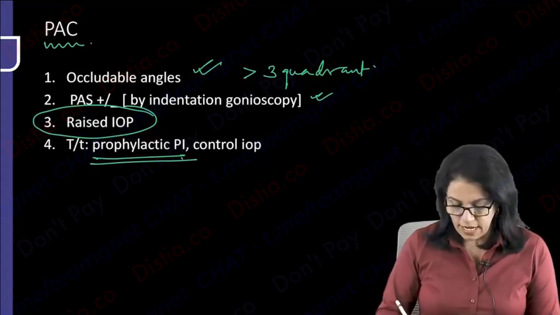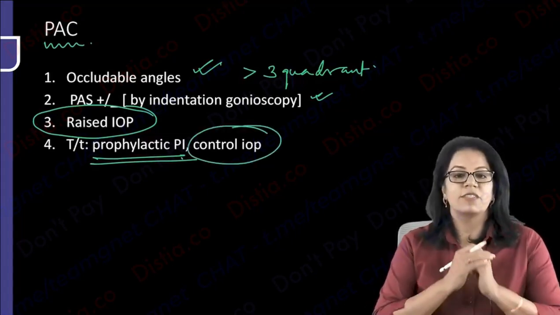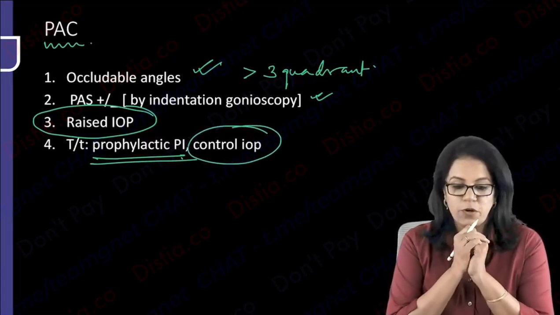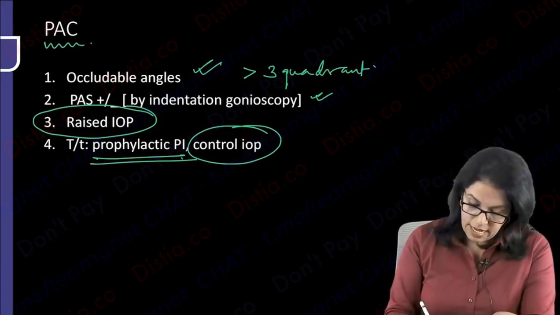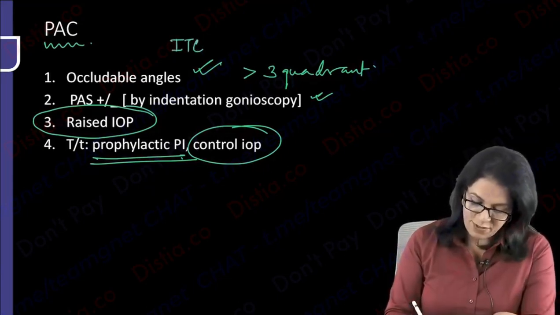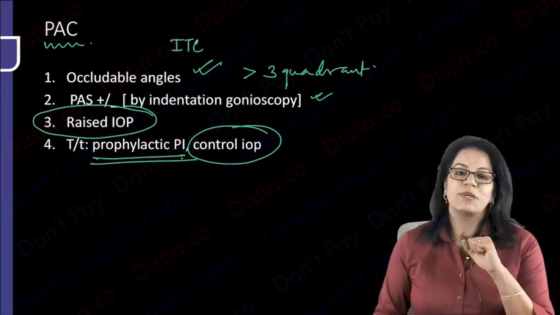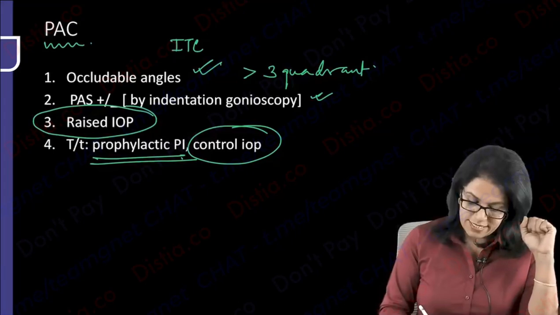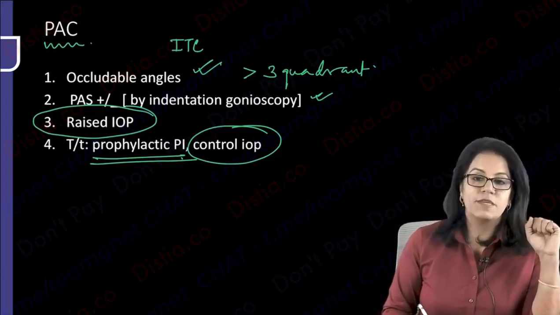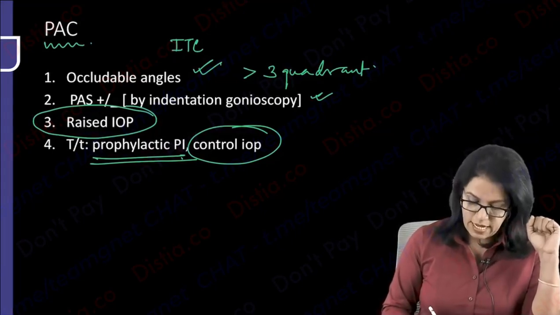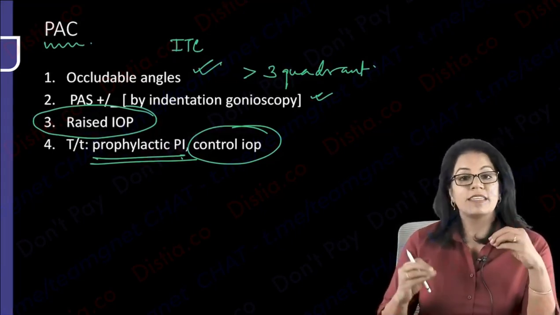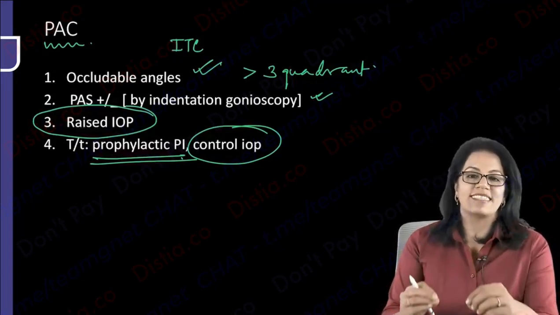And if the pressures are high, I should be controlling the intraocular pressures. I want you to note down everything. So we will say this time, iridotrabecular contact, I am writing for you, iridotrabecular contact of more than 3 quadrants, plus minus PAS. PAS is peripheral anterior synechiae, raised intraocular pressures, and how to manage the intraocular pressure and do a prophylactic PI.